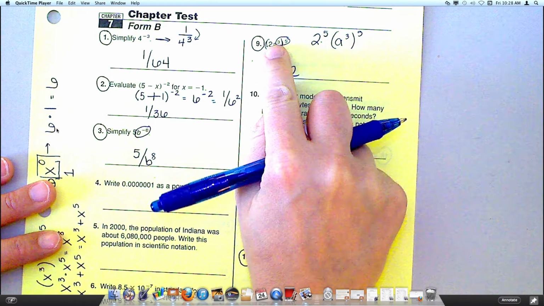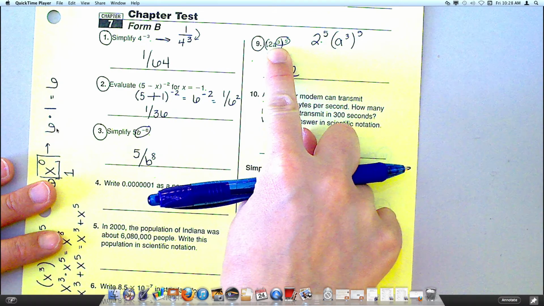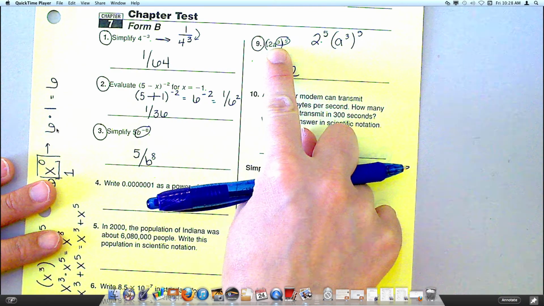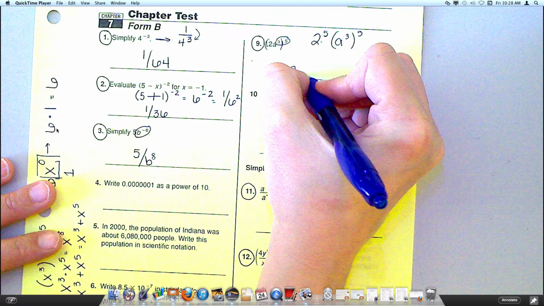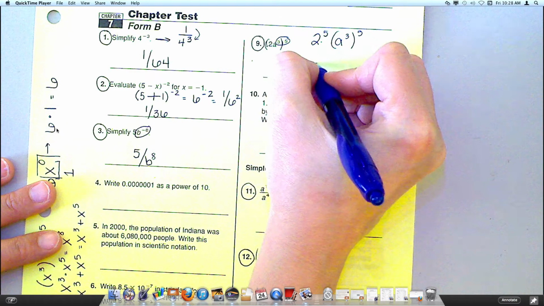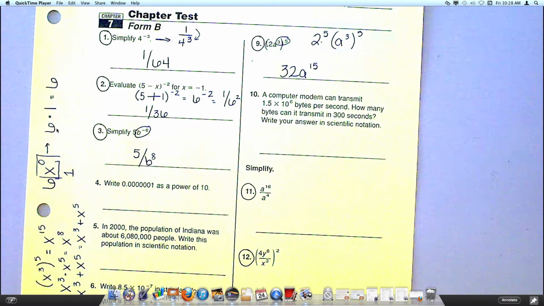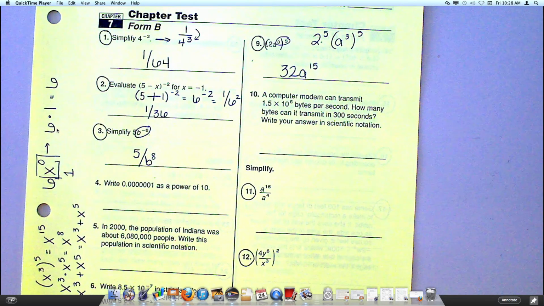And then how do I deal with this? A to the 3rd to the 5th. You have to multiply this with parentheses. Good. So that would be a to the 15th. So final answer 32a to the 15th. Question? Good?